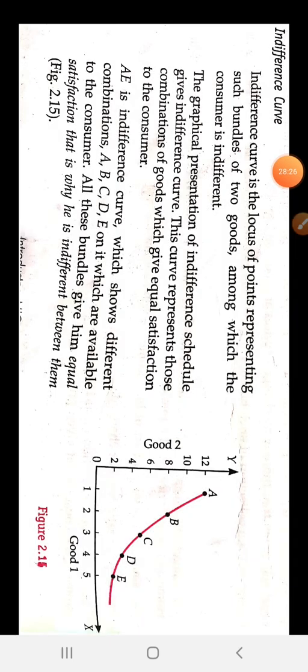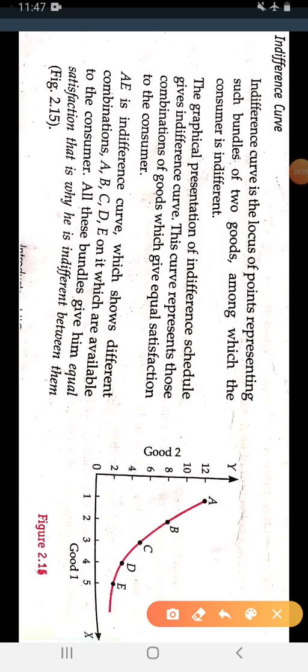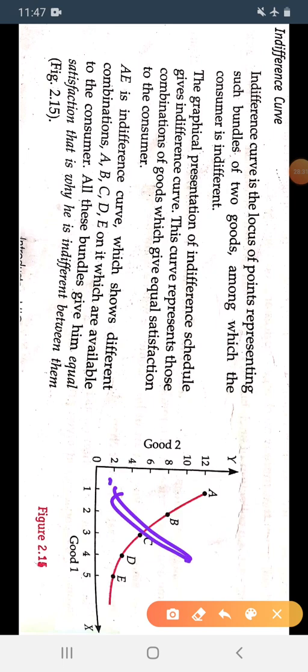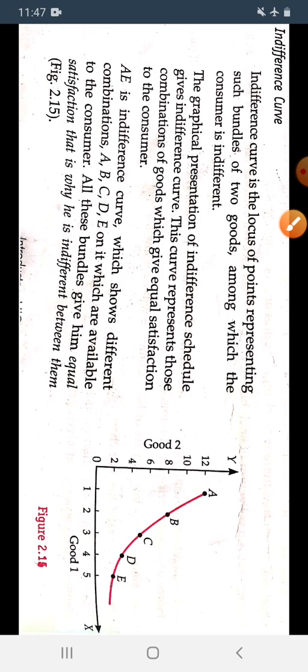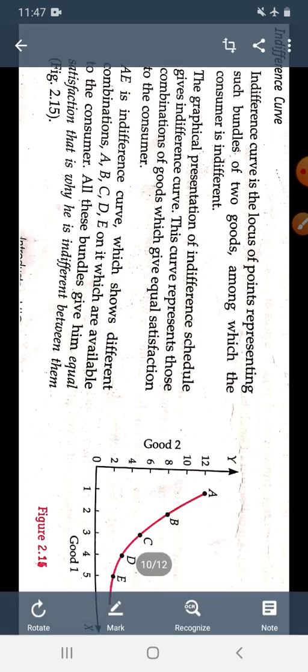In this curve, at each point A, B, C, D, E, the consumer gets equal satisfaction. For all these points on the curve, we can't say that point A gives more satisfaction than point D. Each point A, B, C, D, E gives equal satisfaction to the consumer. The consumer can't make any difference on this. AE is the indifference curve. See this AE.